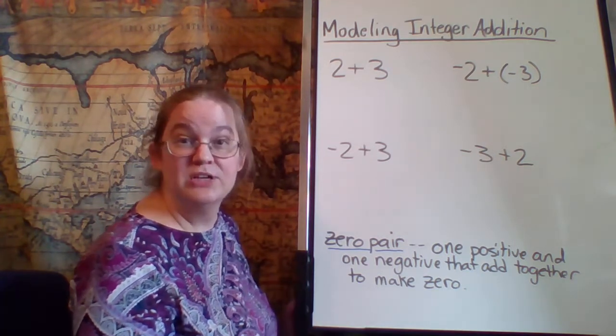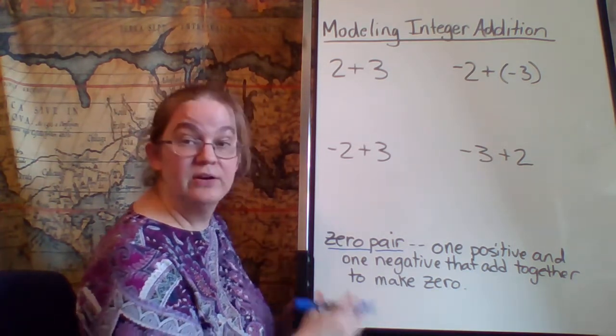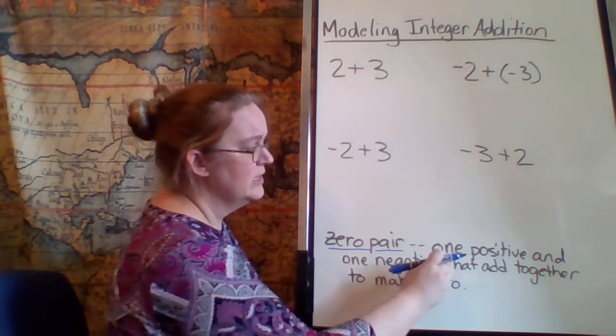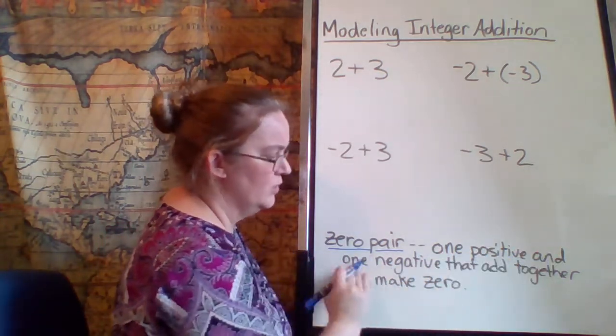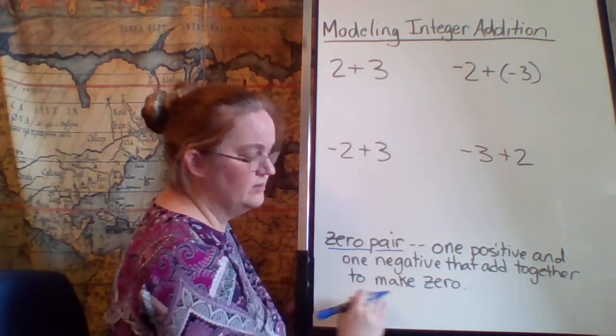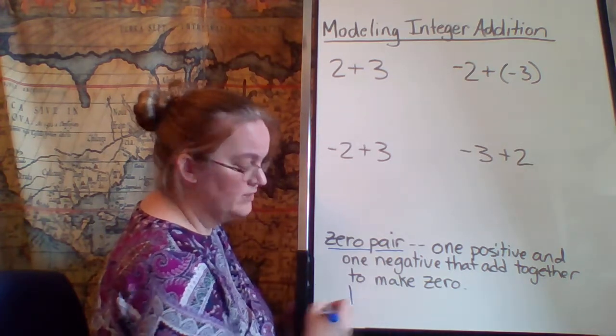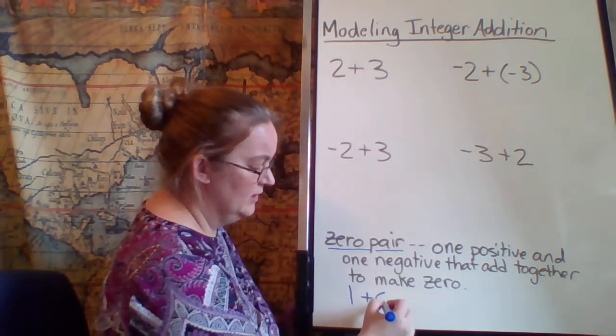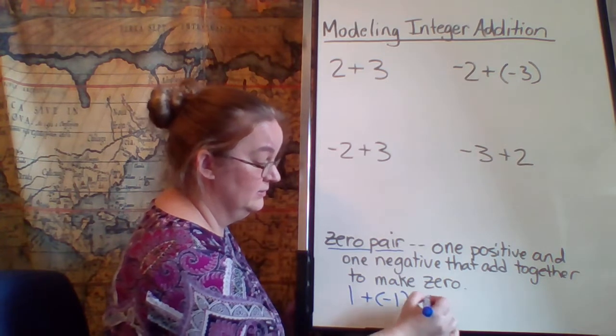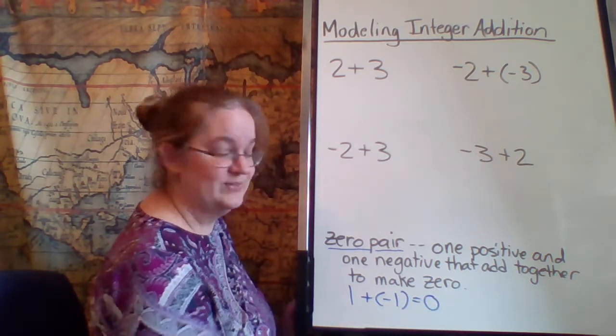Today we're going to look at modeling integer addition. The first thing that we want to talk about is the zero pair. That's one of our vocabulary words. One positive and one negative add together to make zero. So if I have $1 and I spend $1, I've got nothing.